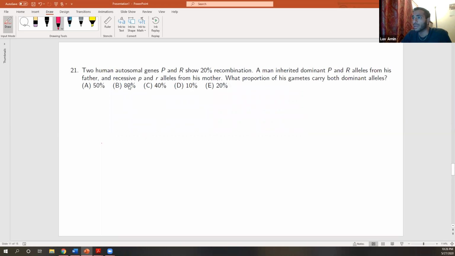So here we have 2 human autosomal genes. P and R show 20% recombination. A man inherited dominant P and R alleles from his father and recessive P and R alleles from his mother. Key to remember, we're talking about 20% recombination. So it's asking what proportion of gametes carry both dominant alleles.